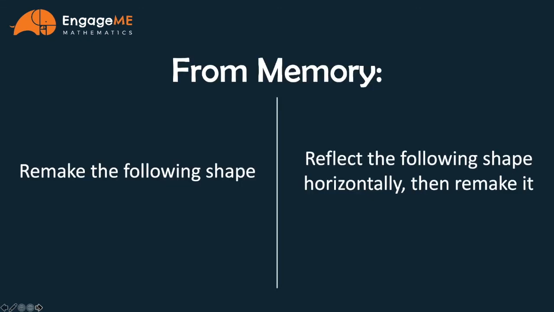For the next shape, you can either choose to remake the shape that I'm about to show you, or you can choose to think about what the shape would look like if you were to reflect it horizontally, and then you can remake that. Are we ready to check it out? Let's go.